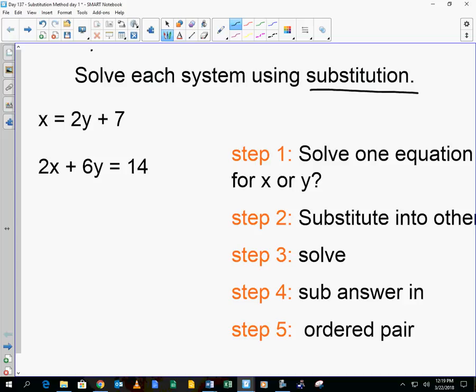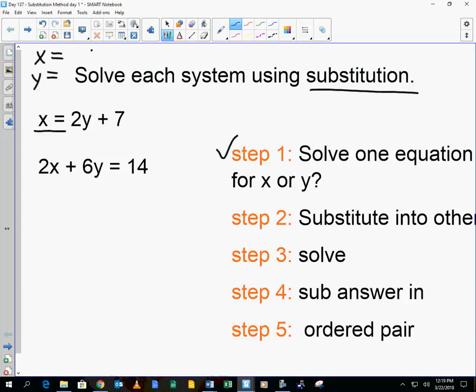It says number one, solve one of the equations for x or for y. So the question is, does one of these equations either say x equals or y equals? Which one, the top or bottom? Yeah, you can see that the top says x equals. Everybody see that? So that checks off step one. We feel like we're good to go there.